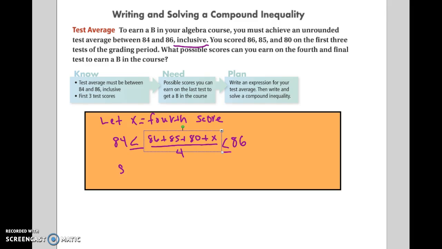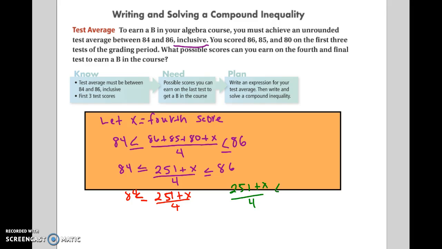So before I split them up, I'm going to add the middle together, just make it a little bit easier. So it'll be 251 plus x over 4 is less than or equal to 86. I'm not going to divide by 4 because I can't just divide one number. I would have to divide x also, and so it's pointless to do that. So let's put into our 2 equations. We're going to have one that is 84 is less than or equal to 251 plus x over 4. Then we're going to have one that is 251 plus x over 4 less than or equal to 86. Then we solve.